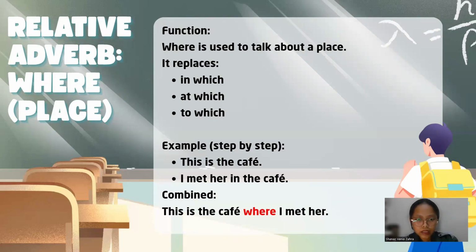Let's look at the example. This is the cafe. We only introduce the place. In the second sentence, I met her in the cafe. We add information about what happened in that place. We combine our two sentences. We do not repeat the phrase "in the cafe". We replace it with "where", which has the same meaning as "in which" or "at which". So in the sentence, this is the cafe where I met her, "where I met her" explains the location and makes the sentence clear and more natural.